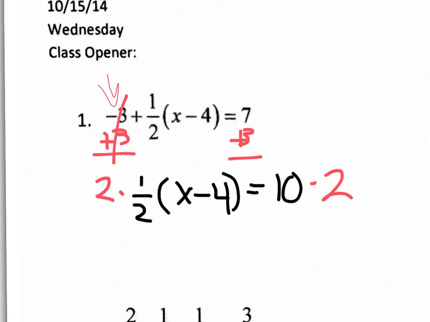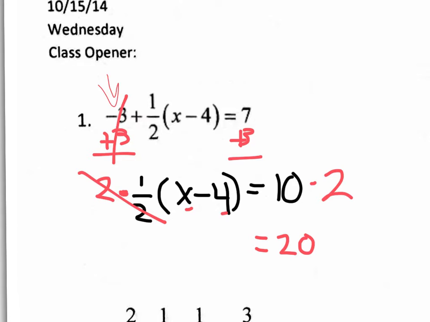Now you might be thinking, what about the x and what about the minus 4? How come you didn't multiply those guys by 2? Well, whatever you do to the outside, it's really like doing it to the inside because of the distributive property that exists. So on the left side, you just multiply the 1/2 by 2, and that ends up canceling out. And on the other side, you end up with a 20, because 10 times 2 is 20.